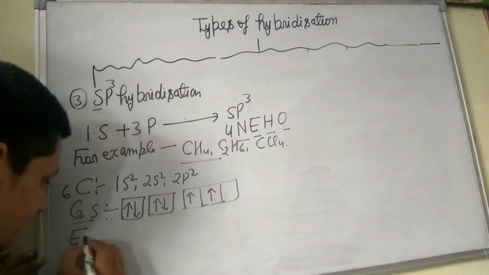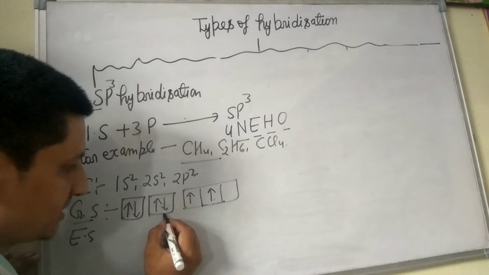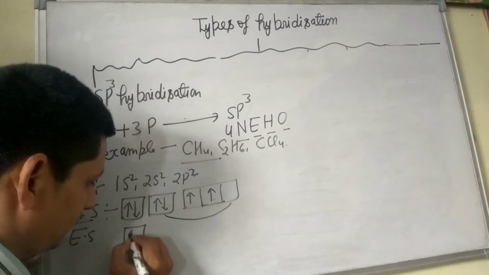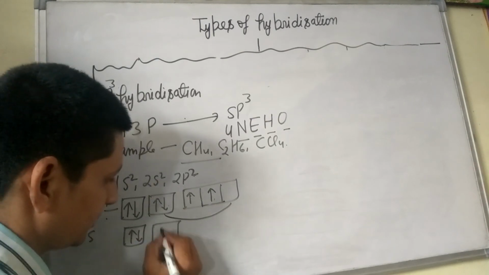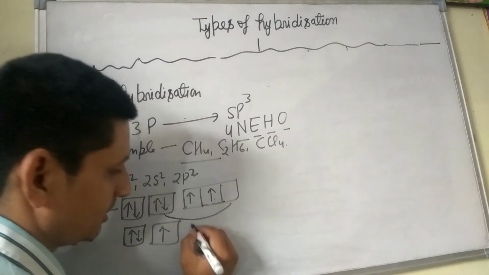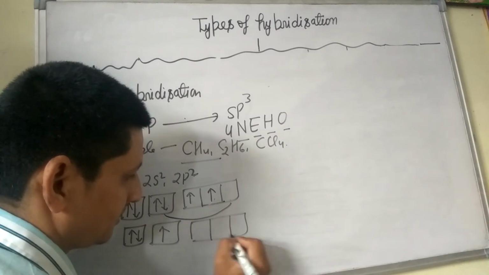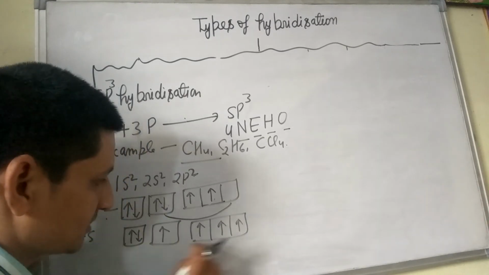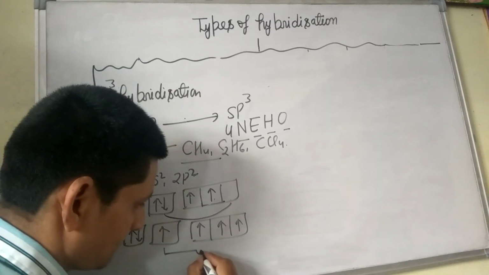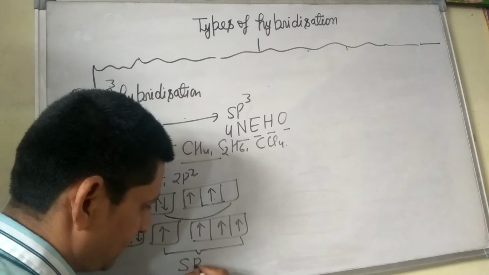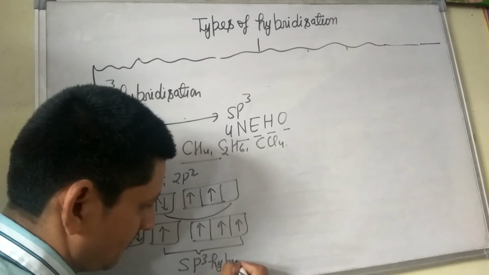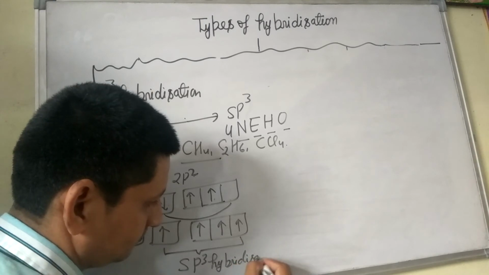After this, in the excited state, 1 electron jumps from the s orbital to the p orbital. So we have in 1s 2 electrons, in 2s only 1 electron, and in 2p 3 electrons. So the hybridization is sp3 hybridization.